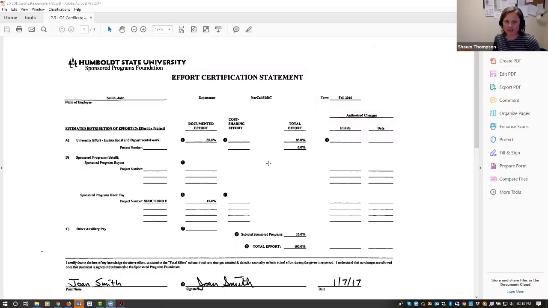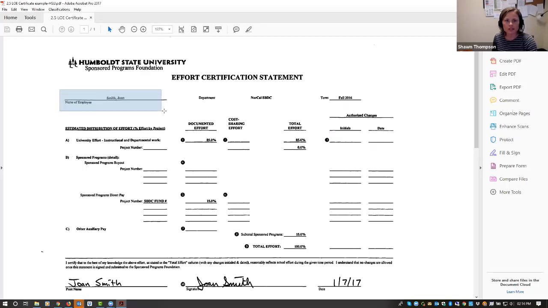HSU uses this form if someone was to work for the state side and a grant. This is not what I fill out for my effort reporting because I only work for a grant, and that has a different form yet. But if someone worked for the business department, as business department faculty, and they also did some work for the lead center, this would be the form they would fill out.